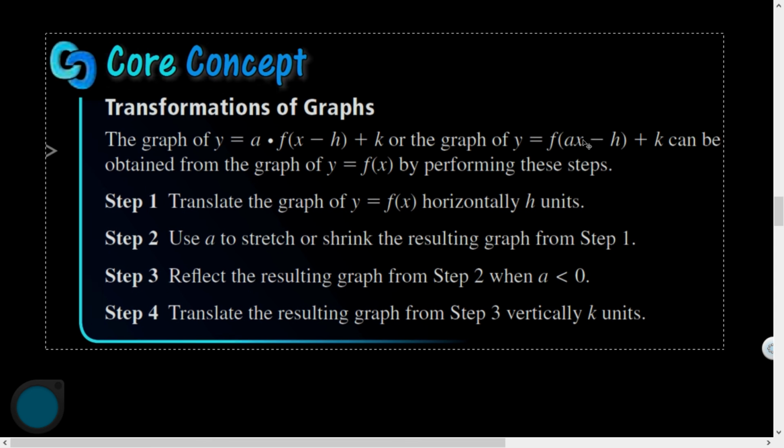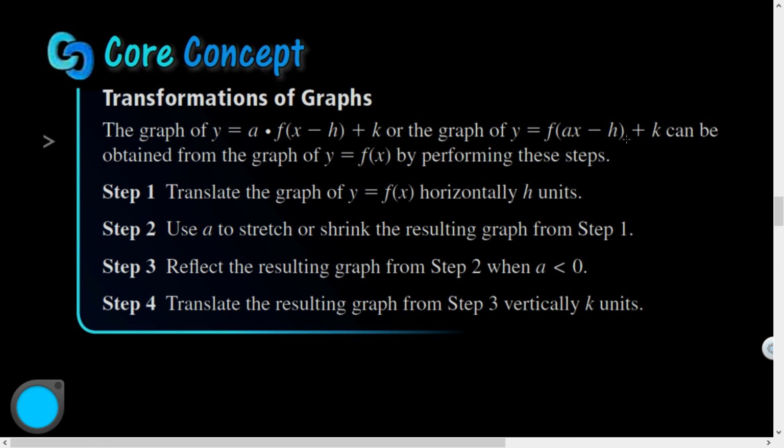So it is also possible to do multiple transformations simultaneously. And so we'll talk about that where you translate horizontally, you stretch or shrink, you then can do vertical, all sorts of things. You can reflect, where we'll do multiple of those together. You'll see some of that when we go over the homework video tomorrow.